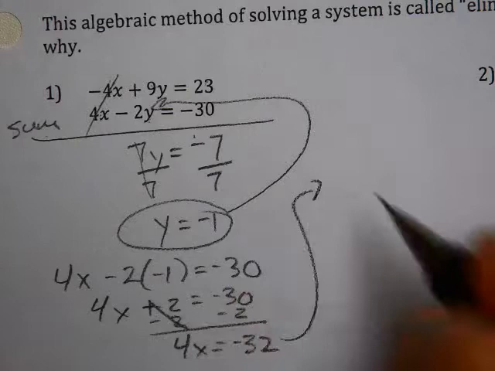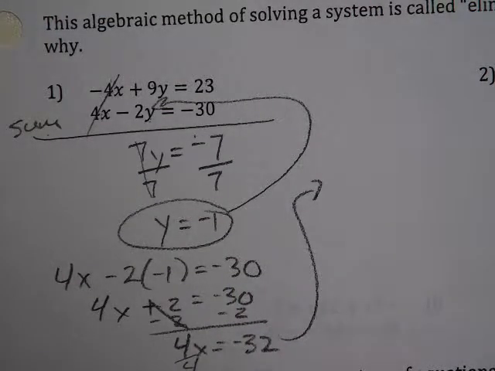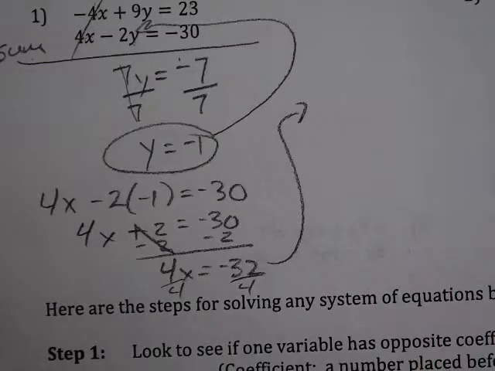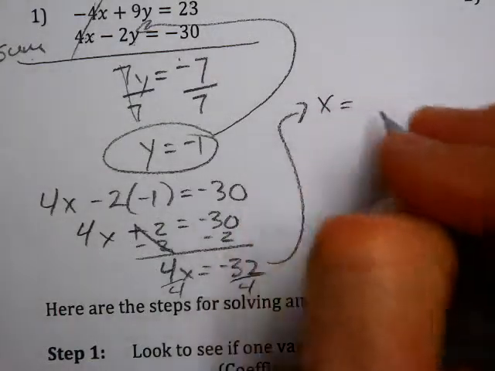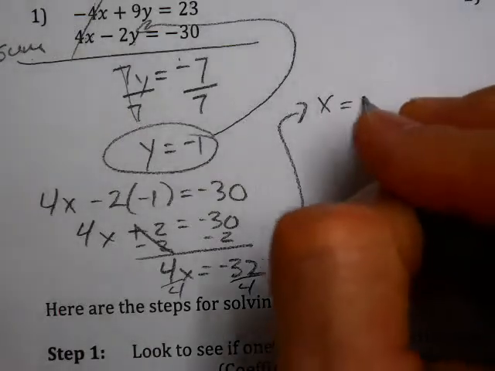I'm running out of space here, but I'm almost done. If I divide both sides of this by 4, I get x equals 4 times what is negative 32? I think it's 7, 8. Yeah, negative 8, right?